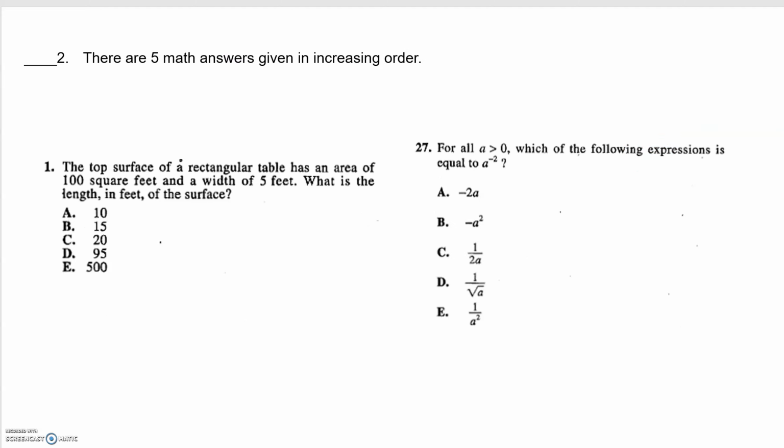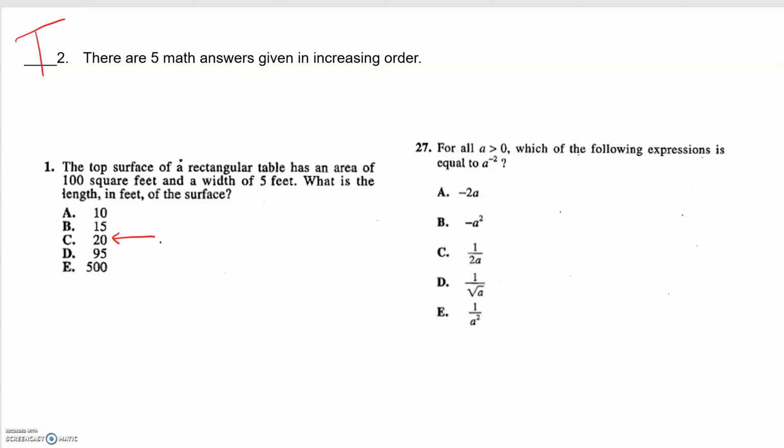Question 2, there are 5 math answers given in increasing order. This one is also true. So what that means is the answer choices are actually given in increasing order. So from top to bottom, they're going to get bigger as they go. So for typical questions, you might want to start with the middle, especially if you're working on plugging things back in to find if that's the correct answer or not.